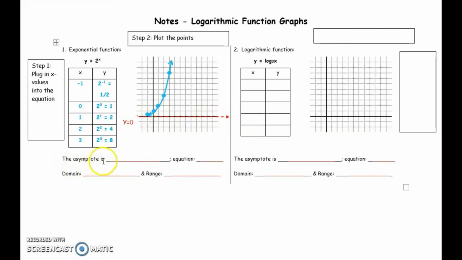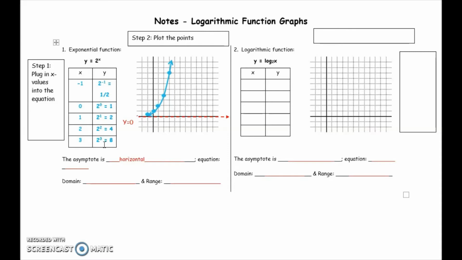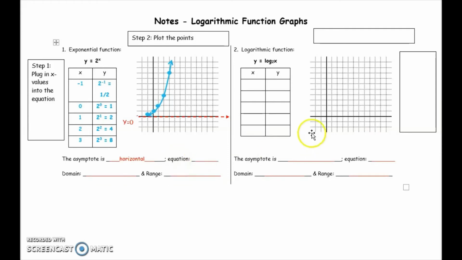The asymptote, it wants to know if this is horizontal, which means side to side, or vertical, which is up and down. So this is horizontal. The equation we already said is y equals 0.